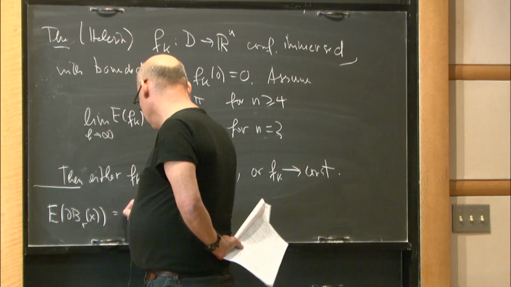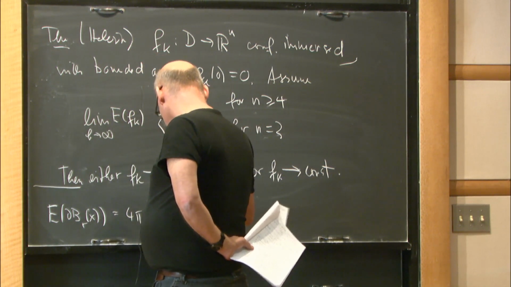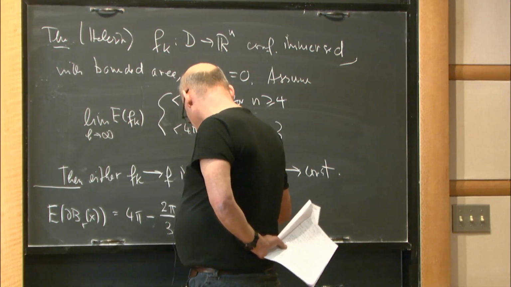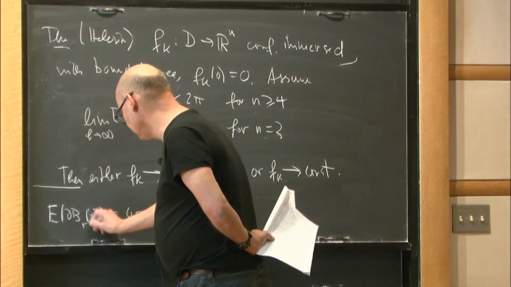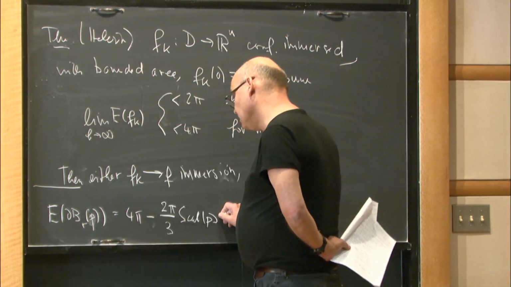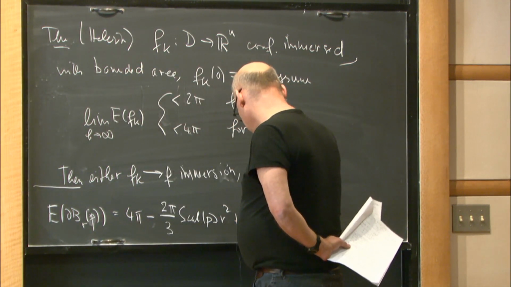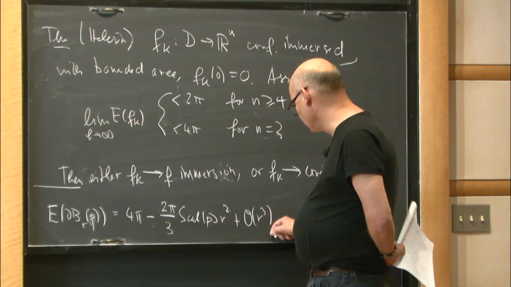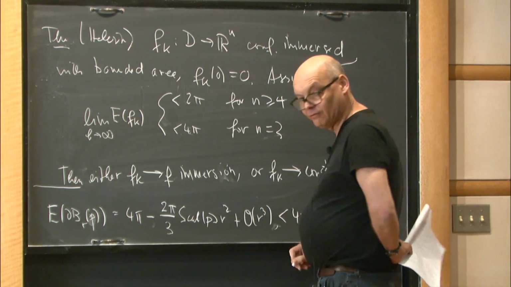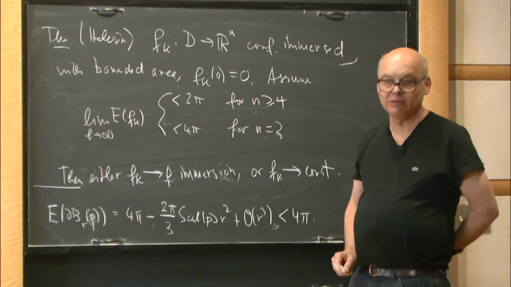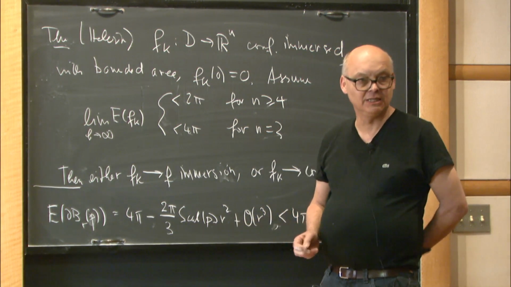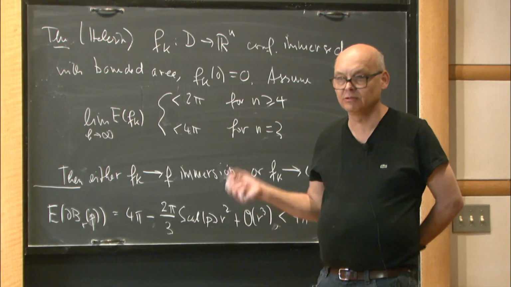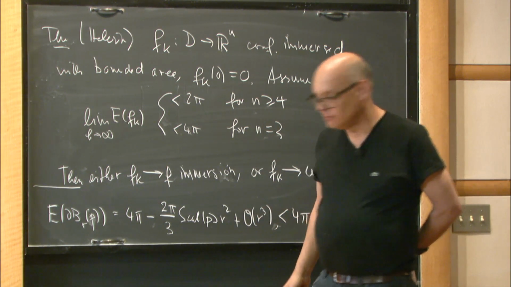So there is an expansion. This goes like 4 pi minus, now comes the correction term, the scalar curvature at the point P where you do this, times r squared plus big O of r cubed. So you see that if there is a point with positive scalar curvature, then you will be below 4 pi for small r. So in this way, this is one way to guarantee that there exists some surface with energy less than 4 pi. Of course, there could also be, for some other reason, a surface. But this is one possibility.